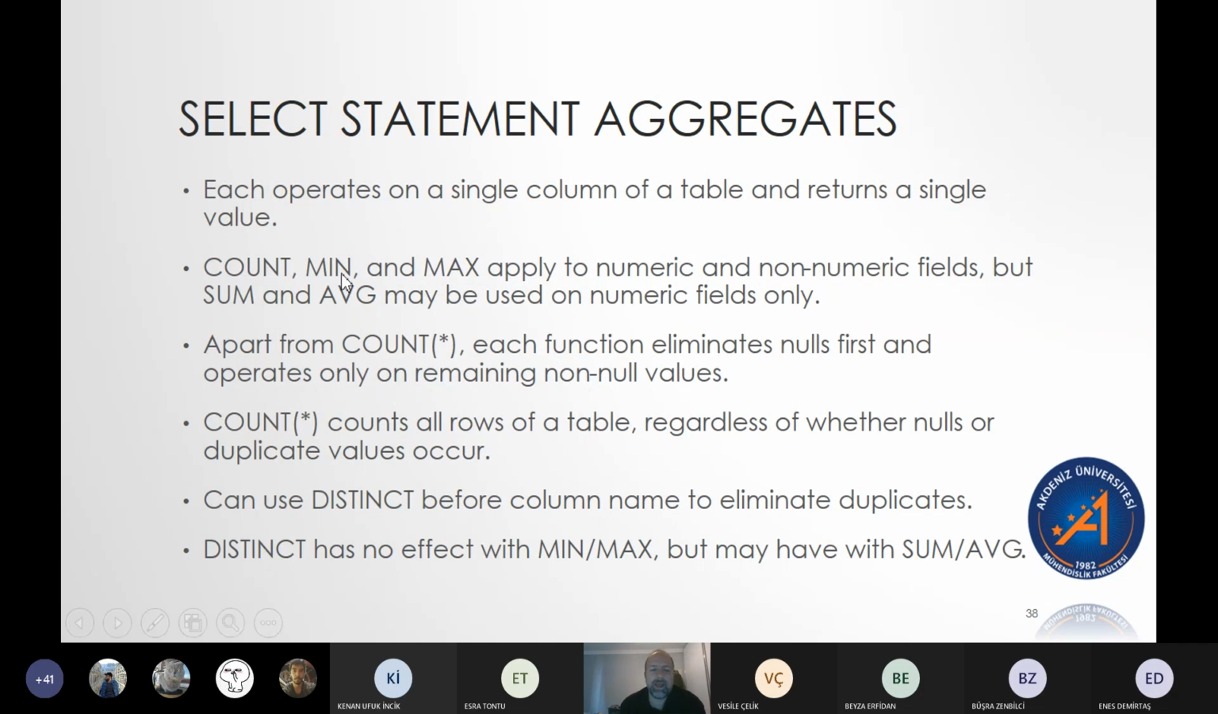Because a string can have a minimum value. Like we can have a minimum string, right? We can have a maximum string. We can have a count, which is just the number of columns that have a value. Okay.